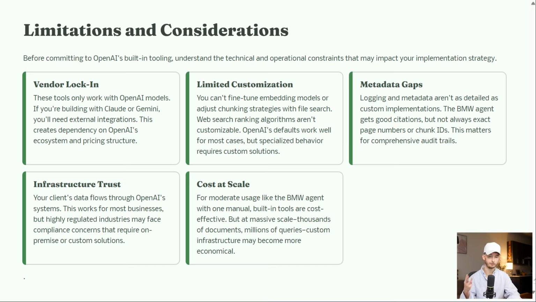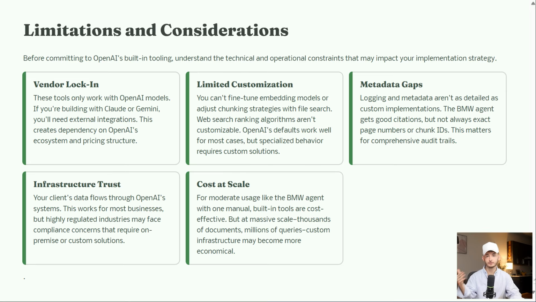Number three is the metadata and logging are not as detailed as some custom implementations. So when the BMW agent searches the manual, I get good citations, but I do not always get exact page numbers or chunk IDs. And this really matters if you need comprehensive audit trails. Number four is you need to trust OpenAI's infrastructure. So your client's data, it is going through OpenAI systems. Now for most businesses, this is fine, but highly regulated industries might have compliance concerns.